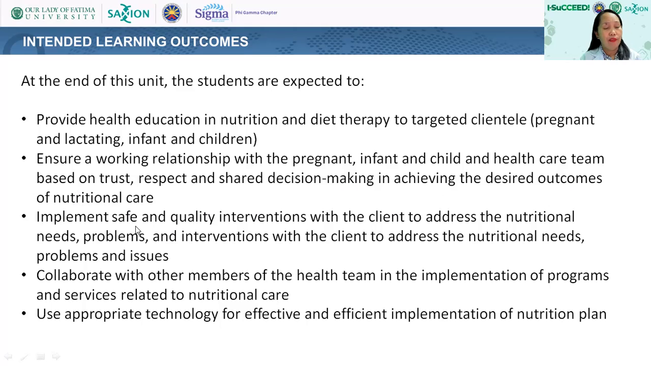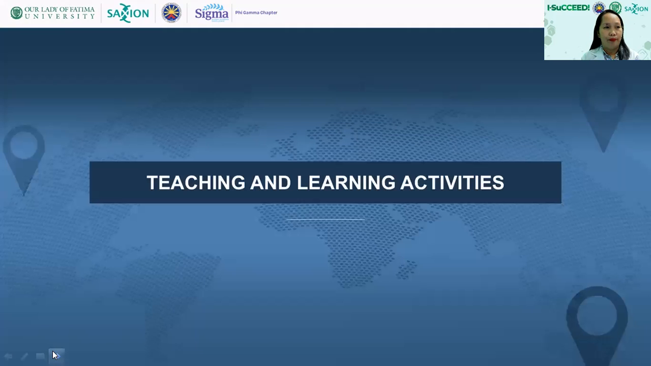To implement safe and quality interventions with the client to address the nutritional needs, problems, and issues. Collaborate with other members of the health team in the implementation of programs and services related to nutritional care. To use appropriate technology for effective and efficient implementation of the nutrition plan.